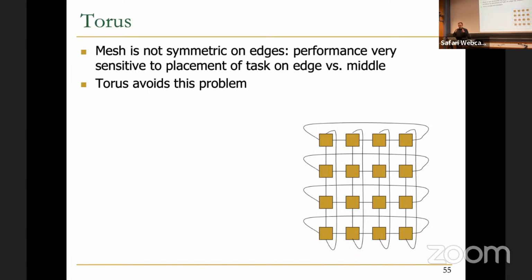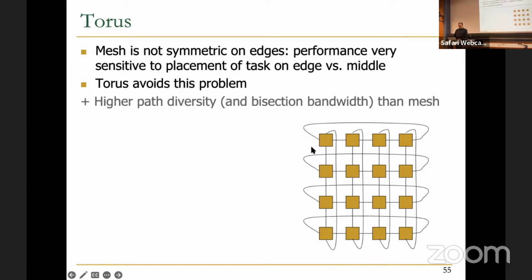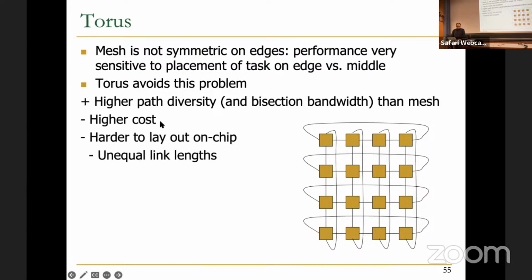So torus is kind of mesh, but when I said that mesh is not regular, I was confused with this terminology. Mesh is considered a regular network, but it's not symmetric. So there is also another terminology. Mesh is not symmetric on edges, as you know, and performance is very sensitive to placement of tasks on edge versus middle. So torus avoids this problem, as you can see. We also have higher path diversity and bisection bandwidth than mesh, but of course it comes at higher cost and is harder to lay out on chip.